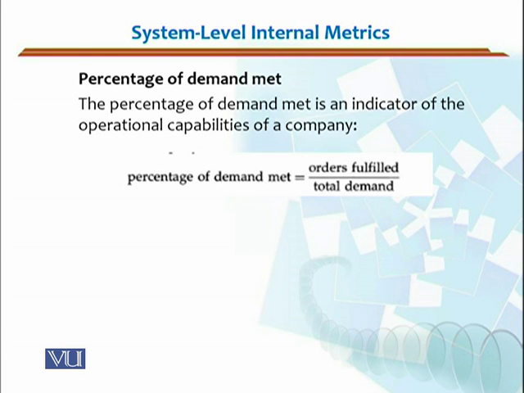Then we have a percentage of demand met. The percentage of demand met is an indicator of the operational capability of a company. So how can we calculate the percentage of demand met? That would be the orders fulfilled divided by total demand for that month. Just remember, maybe not all the orders get made in that month or in that season, and they get carried forward. So if there is any order which is being carried forward, that would not be a part of your percentage of demand met. It will not count in orders fulfilled. It would be a part of your total demand, but not the order fulfilled.